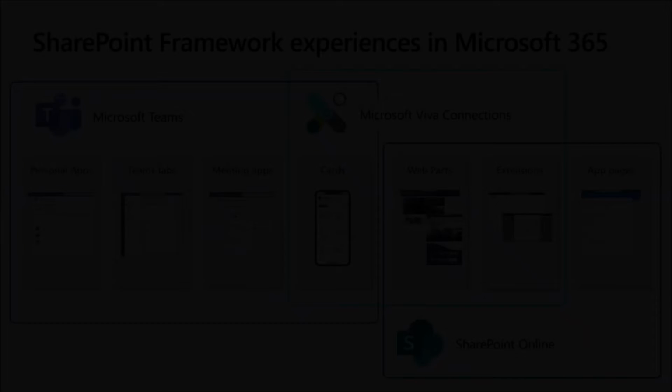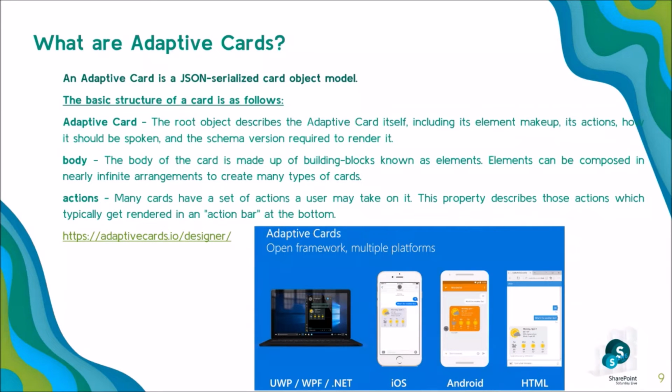Okay, now I have given some overview of the SharePoint Framework, where we come from and how we are going forward. Adaptive card, what is an adaptive card? First, we need to understand that. An adaptive card is a JSON serialized card object model. The basic structure of a card is as follows: we have a body, we have actions, like that.